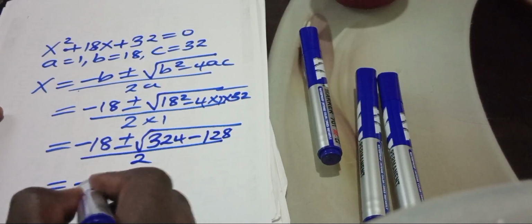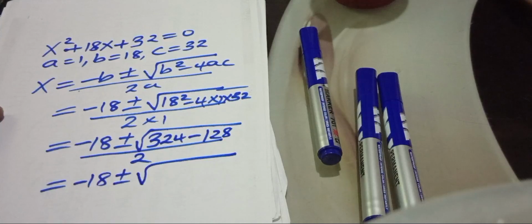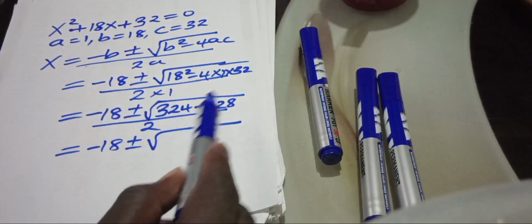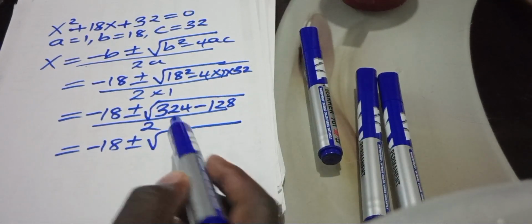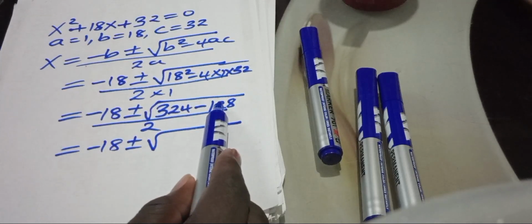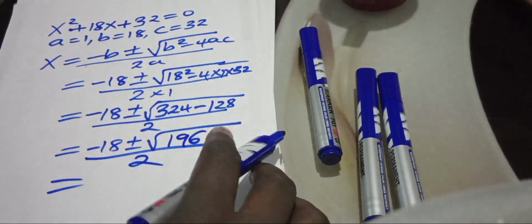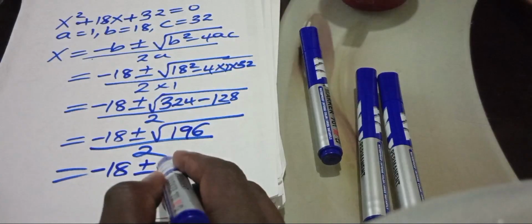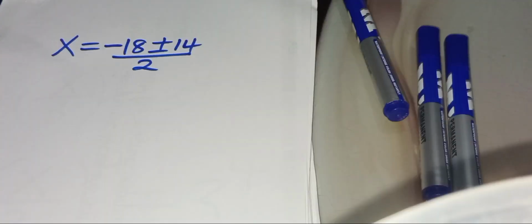So this is negative 18 plus or minus the square root of 324 subtract 128, divided by 2. This is actually 196. So we have negative 18 plus or minus the square root of 196, which is equal to 14, divided by 2. We have x is equal to negative 18 plus or minus 14 divided by 2.